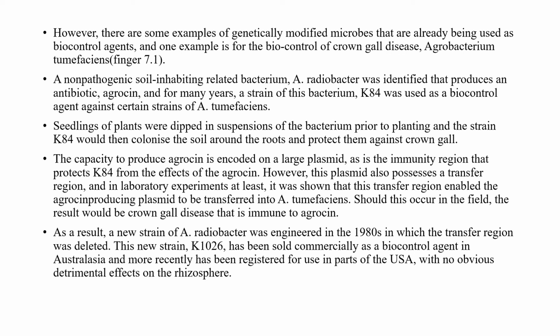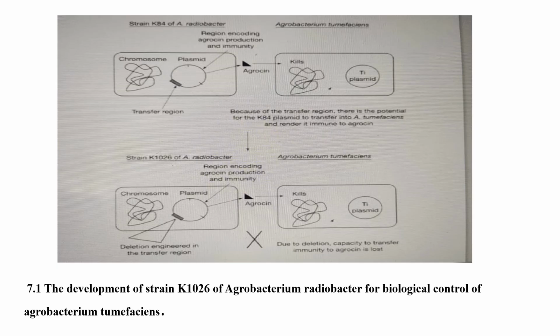This new strain, K1026, has been sold commercially as a biocontrol agent in Australia and, more recently, has been registered for parts of the USA, with no obvious detrimental effects on the rhizosphere. The development of strain K1026 of Agrobacterium radiobacter for biological control of the Agrobacterium species.